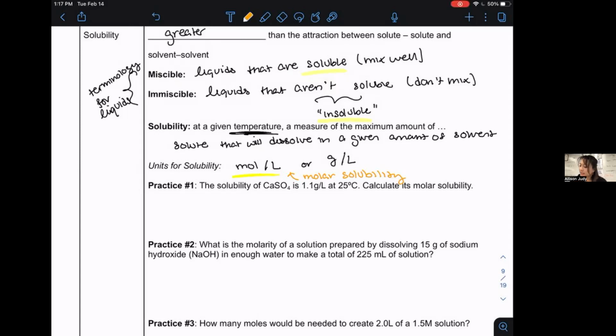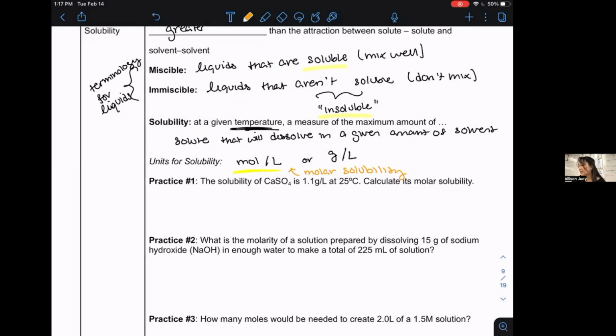So, the solubility of calcium sulfate is 1.1 grams per liter at 25 degrees Celsius. Calculate its molar solubility. Honestly, this shouldn't be too bad. 1.1 grams per liter times, well, I just need to get to moles per liter. So I simply use the molar mass of calcium sulfate, which would be 136.1 grams. And it should end up being the molar solubility is 8.1 times 10 to the negative 3 molarity calcium sulfate.